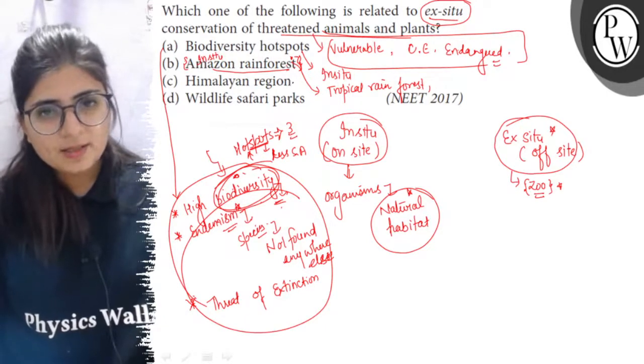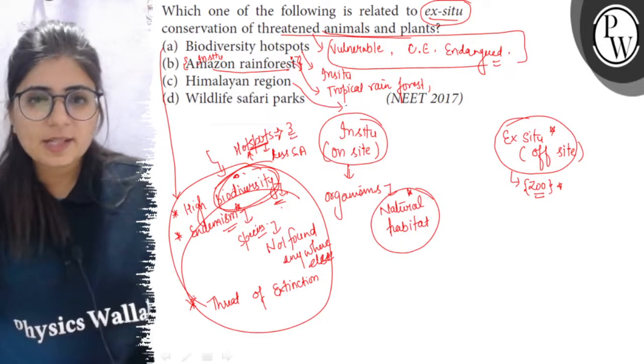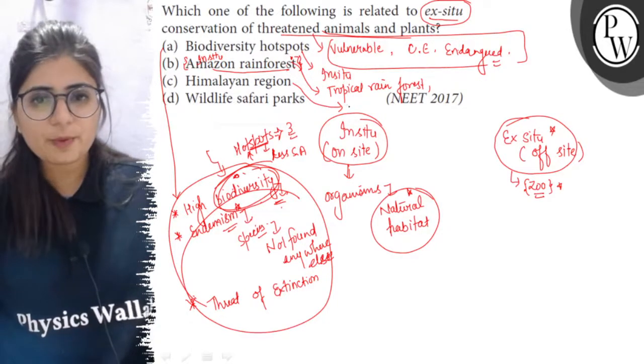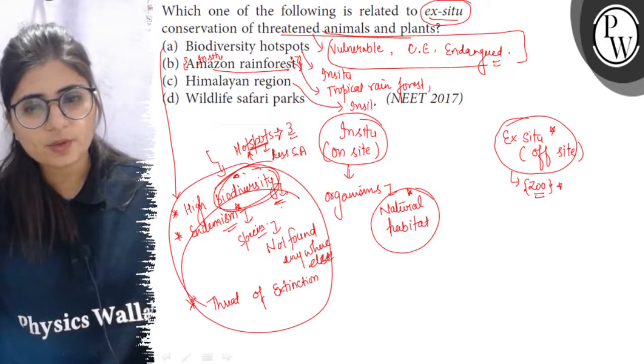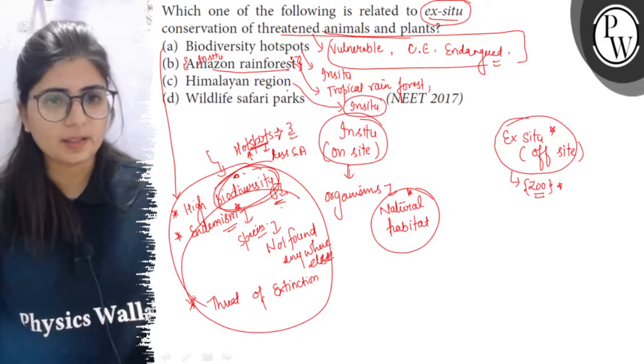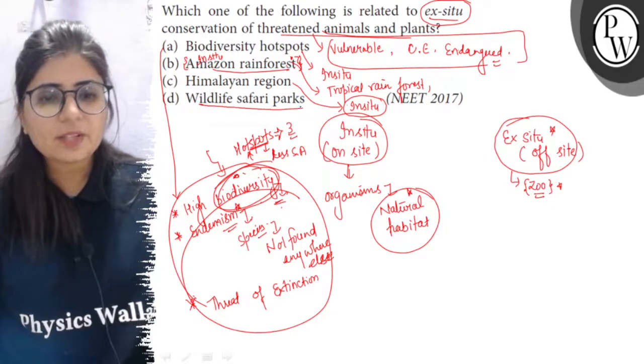Then the Himalayan region. Himalaya is a biodiversity hotspot. So if the Himalayan regions are protected, it will provide in situ conservation of all the flora and fauna there. Then comes the wildlife safari parks.